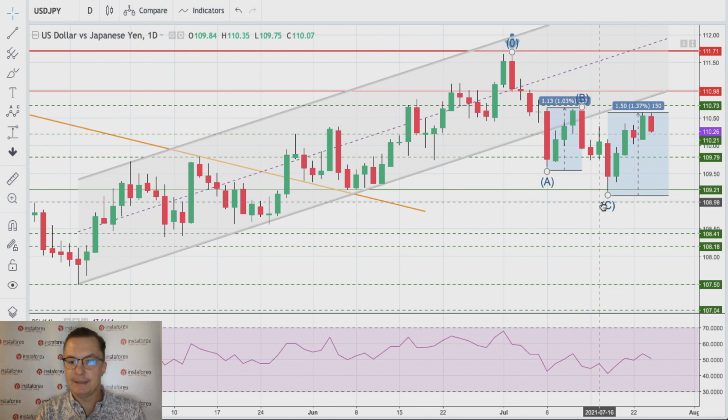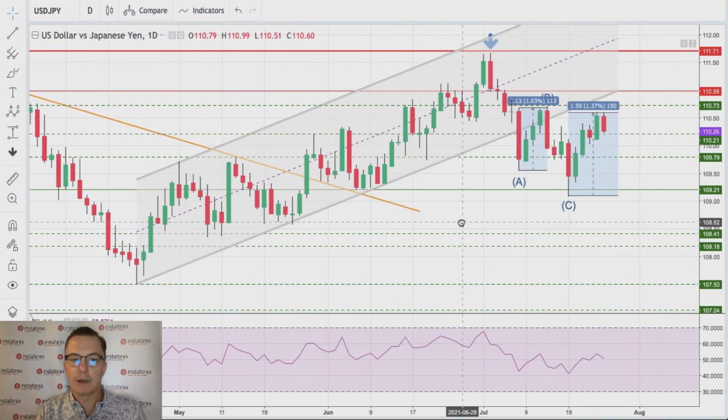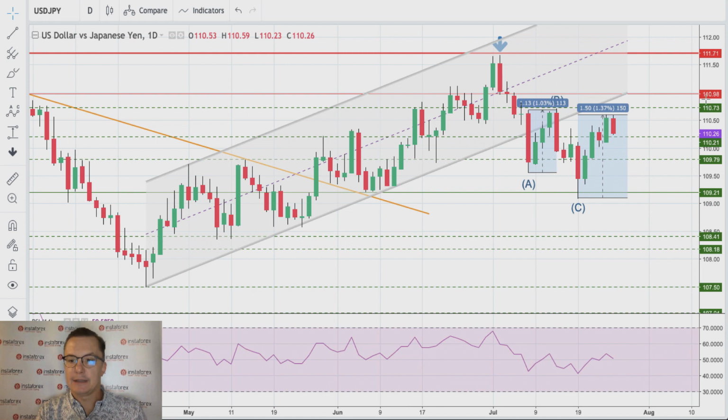So this is ABC, this might be X, the connecting wave, and then ABC to the downside, if the level of 110.98 is not violated. So the situation is pretty much clear. We are still inside of the corrective decline.